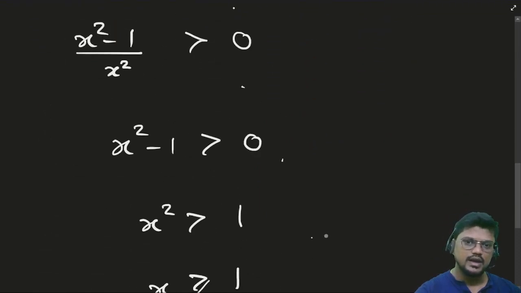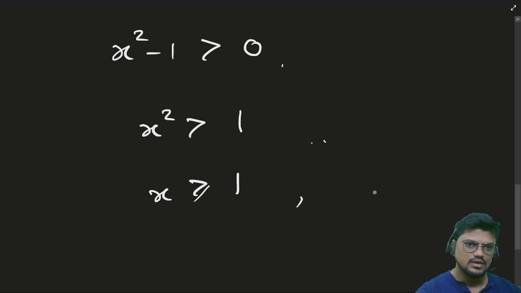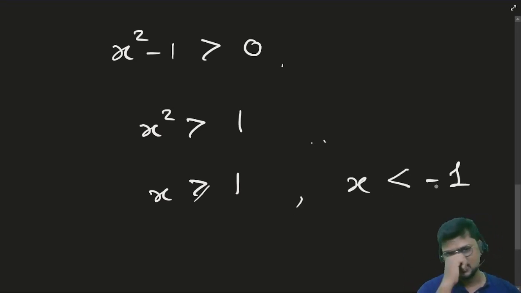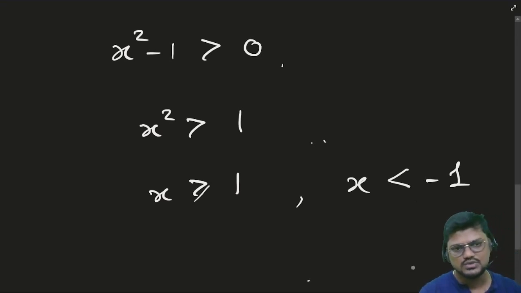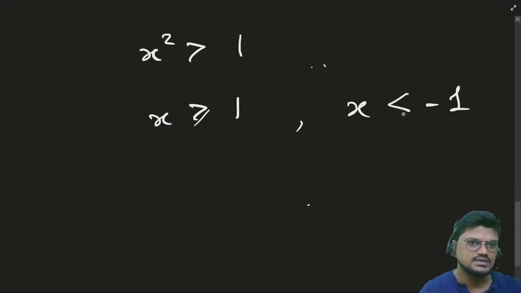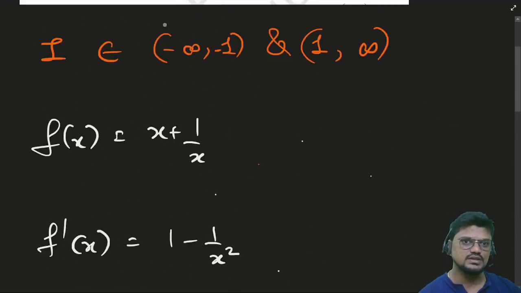Also, x can be less than minus 1. Because even if the values are less than minus 1, if you take minus 2 or minus 4, the square will be greater than 1. Right? So all this x is greater than 1 and x is less than minus 1. So both these conditions are for the increasing function.